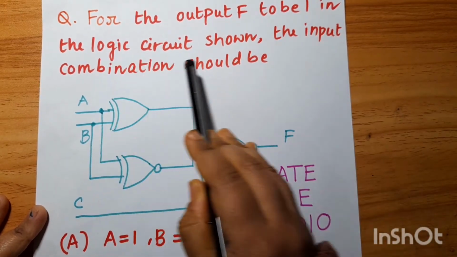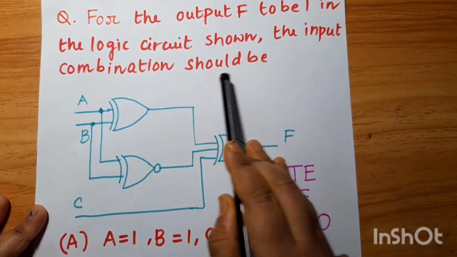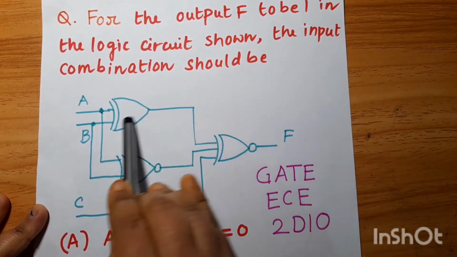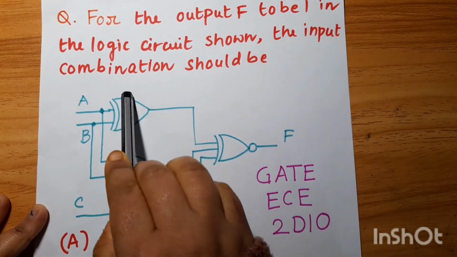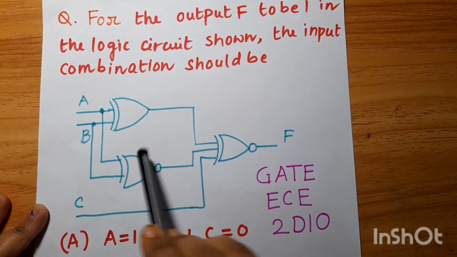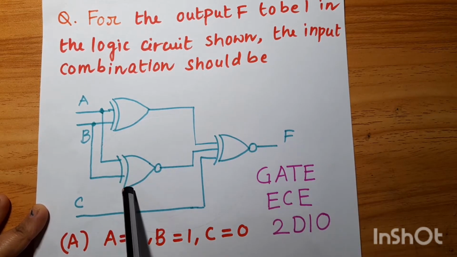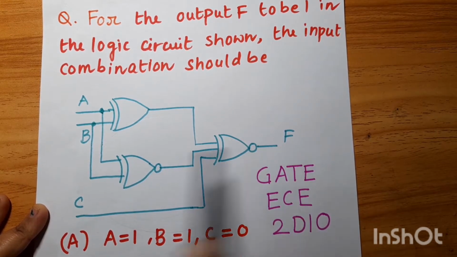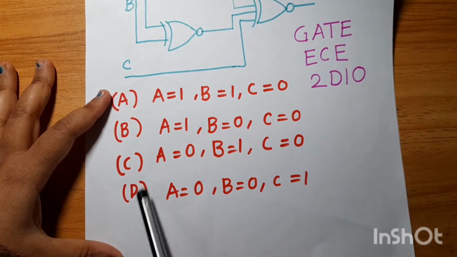Everyone, in the logic circuit shown, the input combination should be... So here is the circuit. Here is the XOR gate, here is the XNOR gate, here is the XNOR gate. 2 input XNOR gate, 3 input XNOR gate. F, A, B, C are the 3 inputs. Here are the options A, B, C, D.